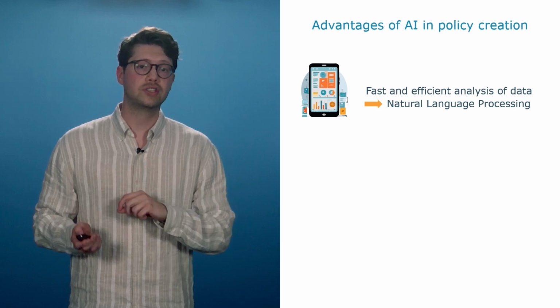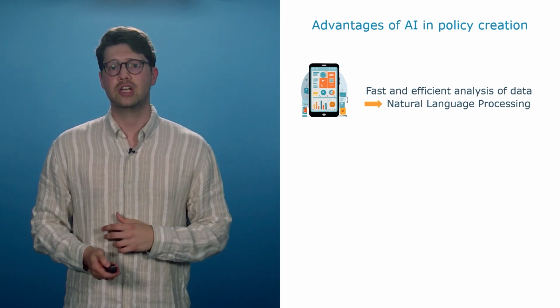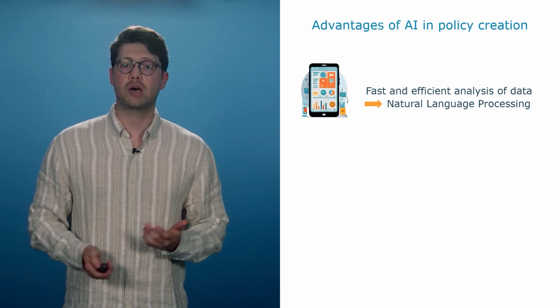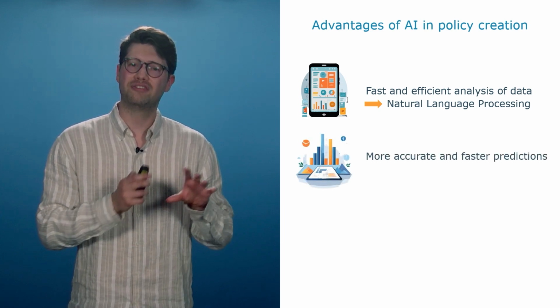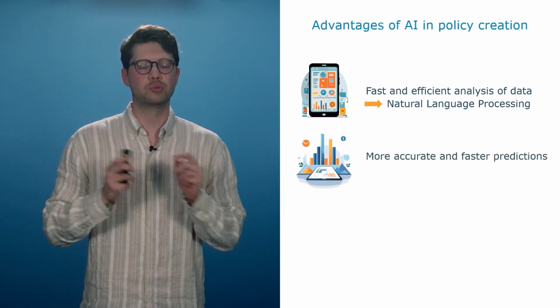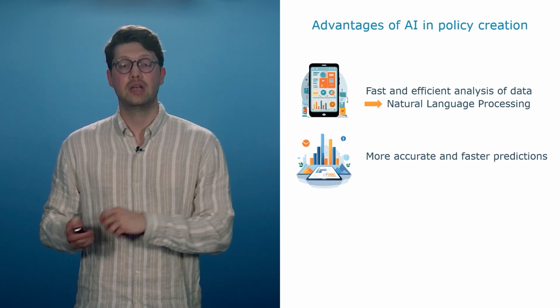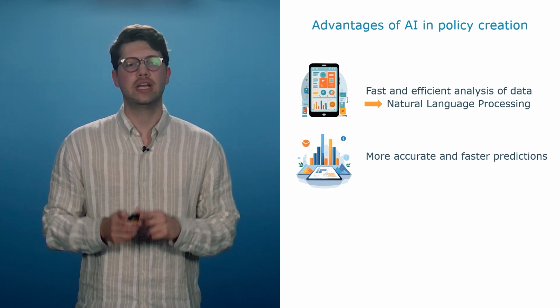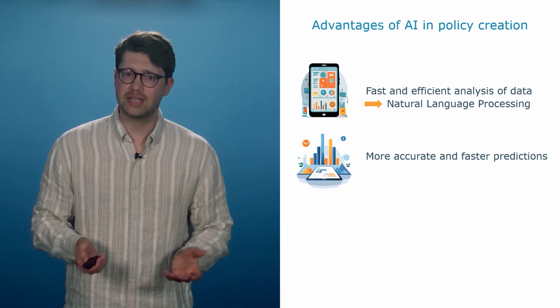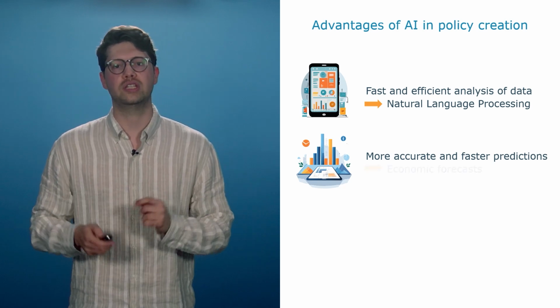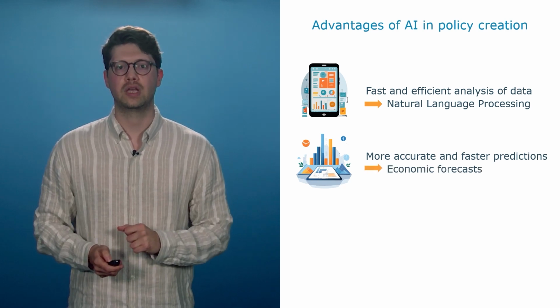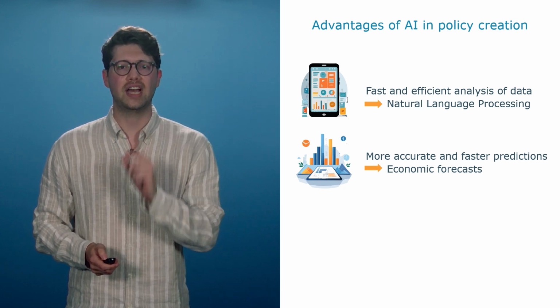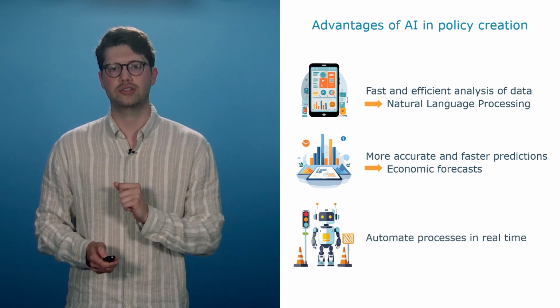Secondly, even where statistics have been used in the past, such as predictive modeling, machine learning models can often make more accurate and faster predictions by learning from complex patterns in the data. For example, AI models can analyze various economic indicators, historical trends, and even global events to produce even more accurate economic forecasts. A third advantage is that AI can be used to automate certain processes.